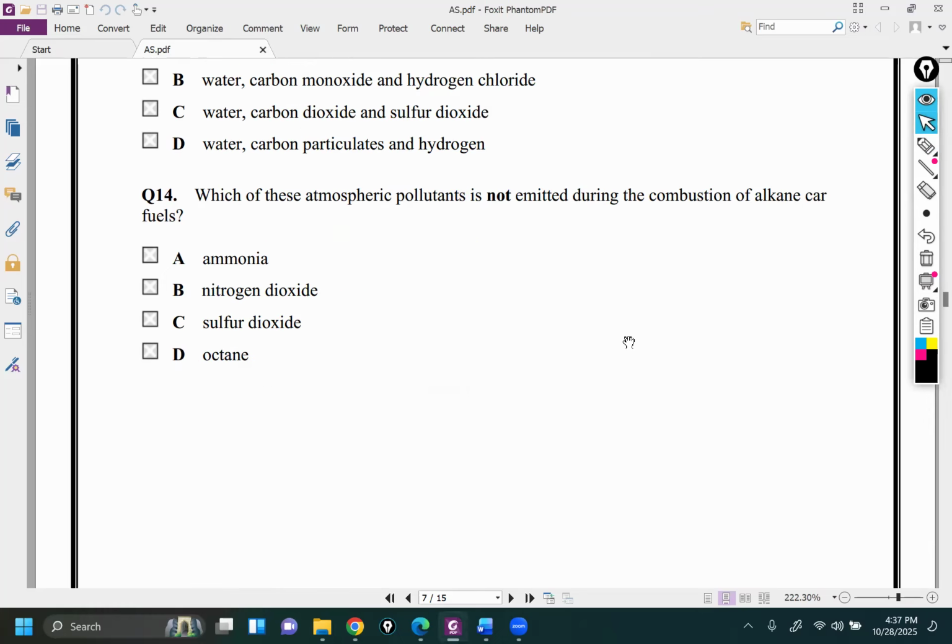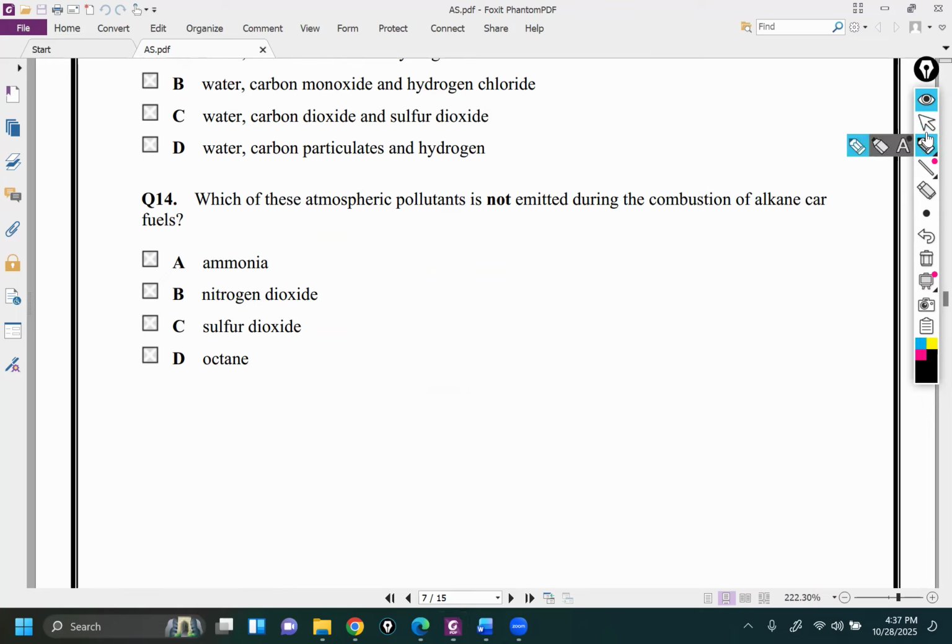Question 14. Which of these atmospheric pollutants is not emitted during the combustion of alkane car fuels? It means which of these compounds given in the options is not an atmospheric pollutant coming from the car exhaust. Nitrogen dioxide, yes, it comes. Sulfur dioxide, it is produced. Octane, C8H18, unburned hydrocarbon comes out, but only option A is not released by the car during combustion, so option A.